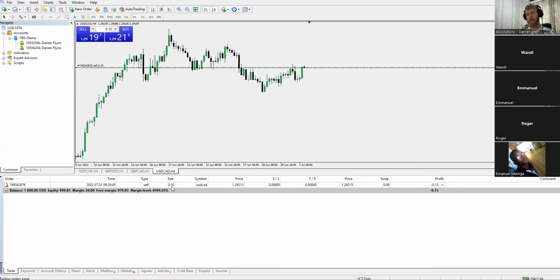Does anyone know why the margin is 20 and not 100? Emmanuel, maybe you know? Yeah, I think that's because of the leverage. In the first instance, it was 1:100, and in this case, it's 1:500. Therefore, the margin is 20 for that reason.